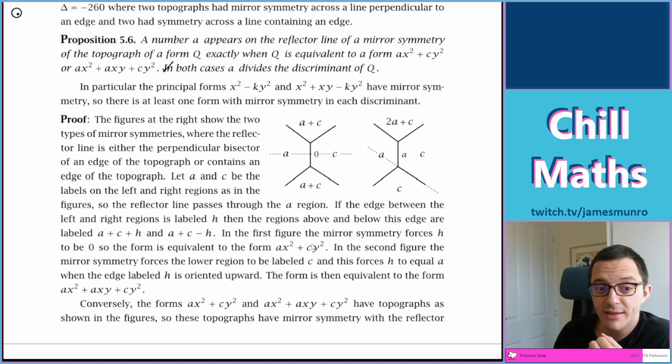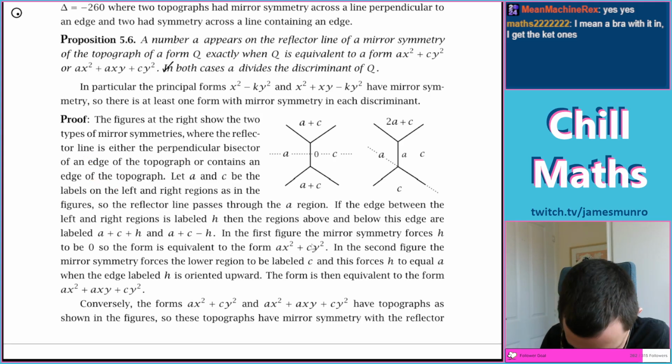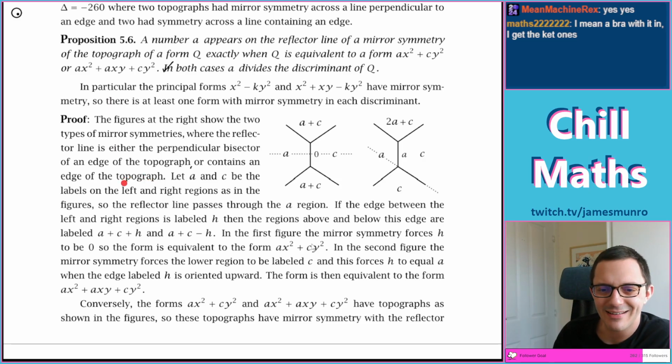Yeah, and if class number's 1, then that's it. Okay. A appears on the reflector line of a mirror symmetry of the topograph of a form Q exactly when... There are two cases where the mirror line is like this or like this. The figures on the right show the two types of mirror symmetries, where the reflector line is either the perpendicular bisector of an edge or the line contains an edge of the topograph.